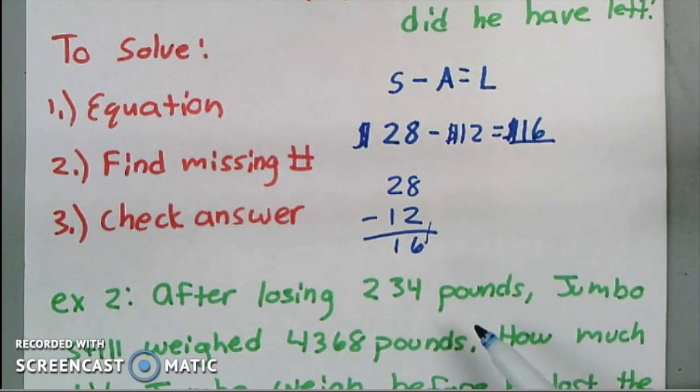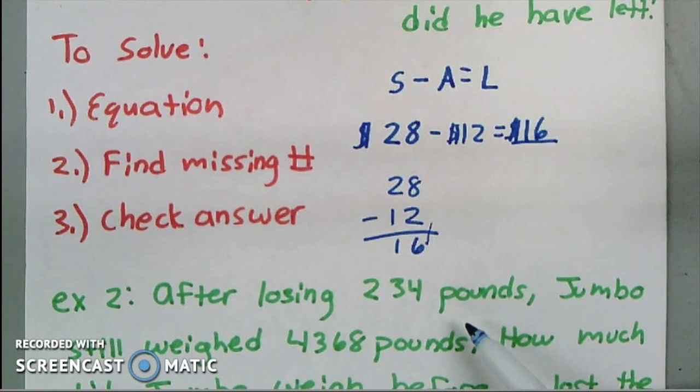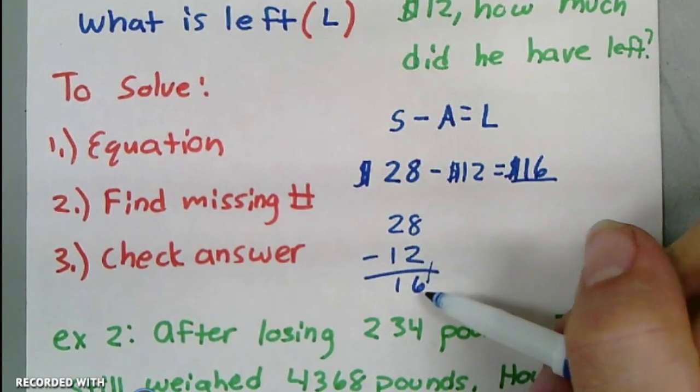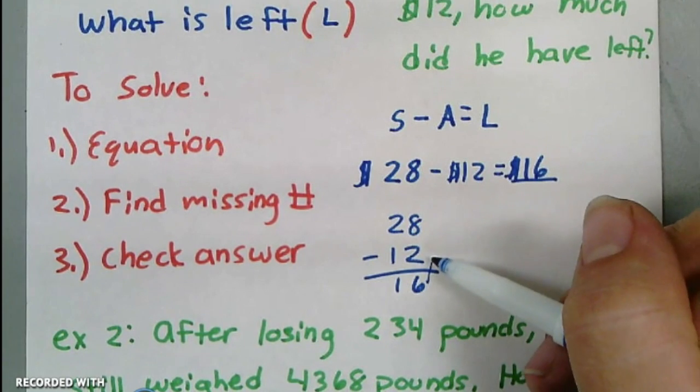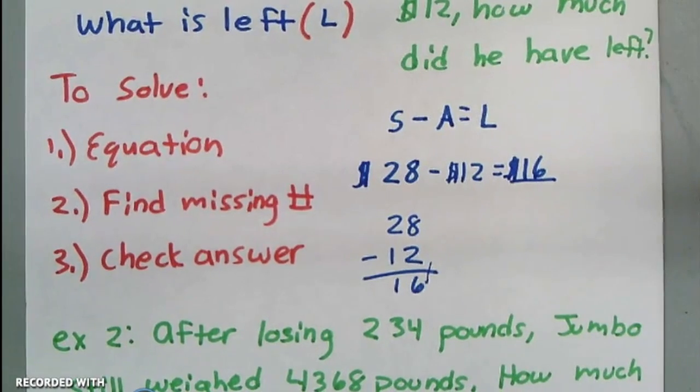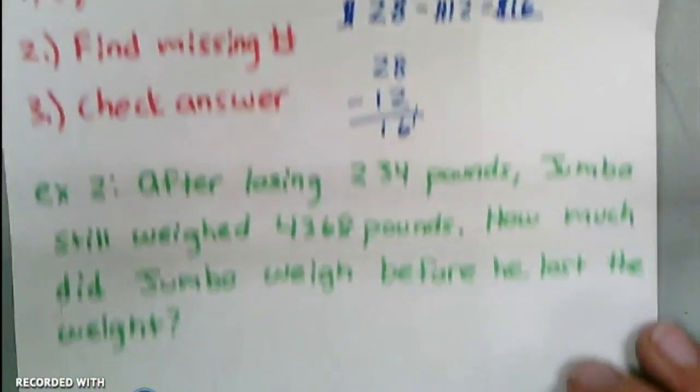My last step is to check my answer. I'm going to check my answer by going backwards. So 28 minus 12 is 16. So 16 plus 12 is 28, and I have the right answer. Let's look at one more example.